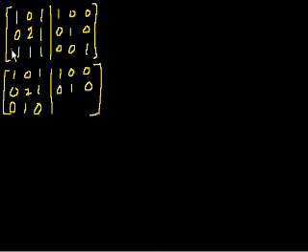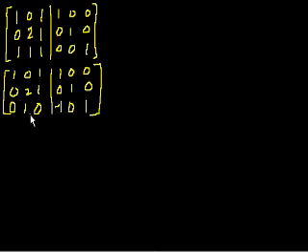Well, I did it on the left-hand side, so I have to do it on the right-hand side. I have to replace this with this minus this. So 0 minus 1 is minus 1. 0 minus 0 is 0. And 1 minus 0 is 1. Fair enough. Now what can I do?